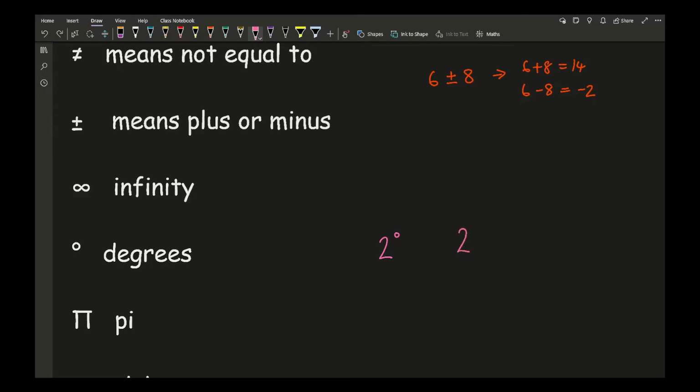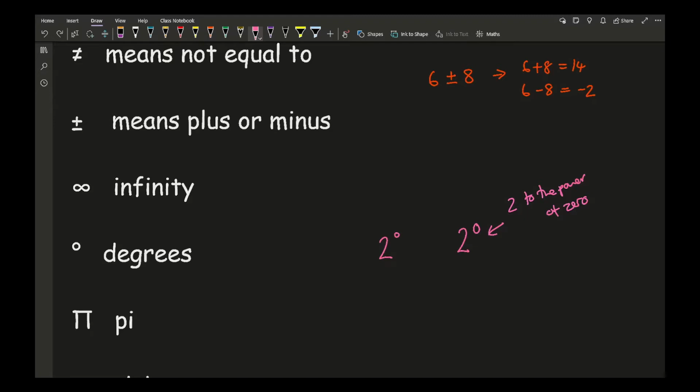Now if it was a 0, then that would mean 2 to the power of 0, which is a thing. Now you probably visit this more at high level maths, but 2 to the power of 0 is completely different to 2 with a little circle.